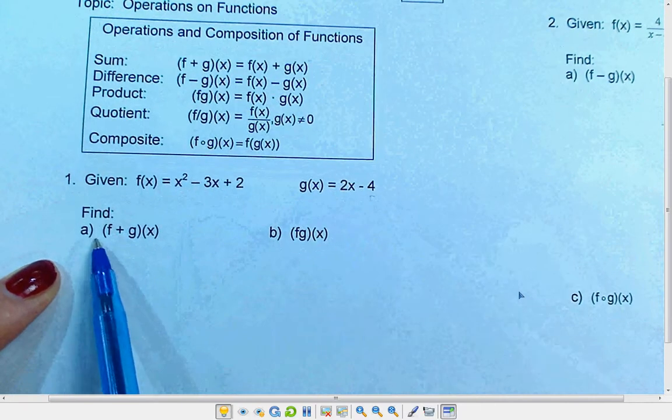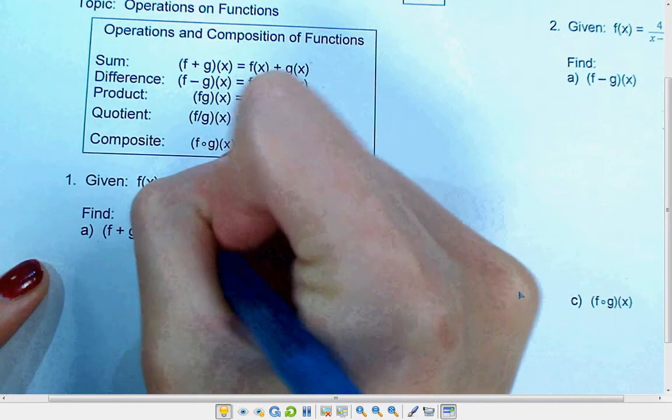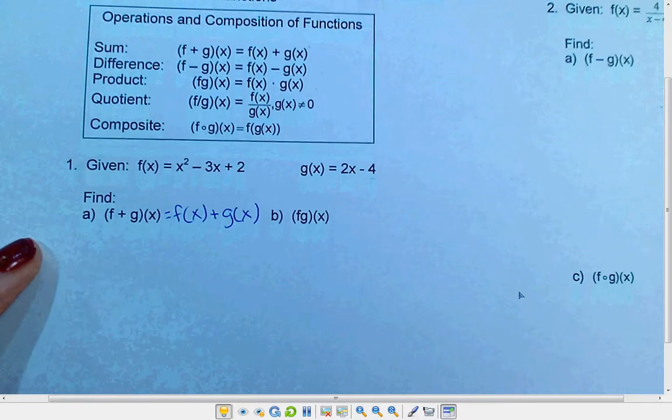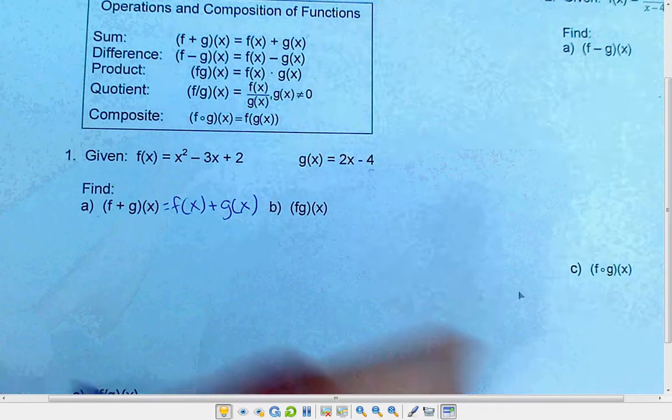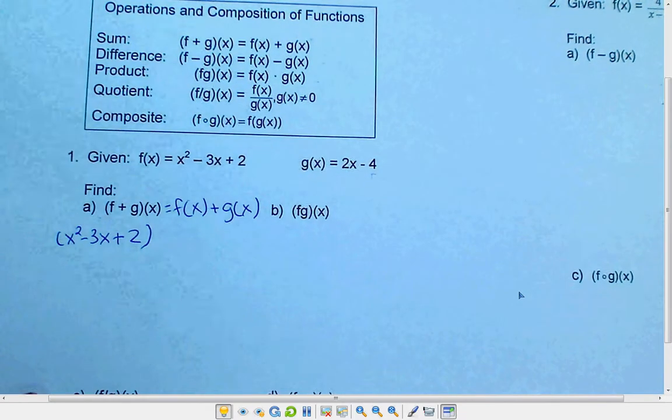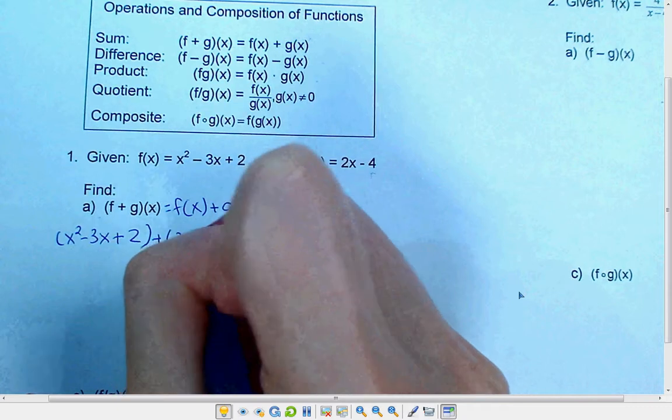And for A, we're first going to find the sum of these two. So we're just adding together f of x plus g of x. So let's first plug in our equations. We have x squared minus 3x plus 2. This is our f of x. Our g of x is 2x minus 4.